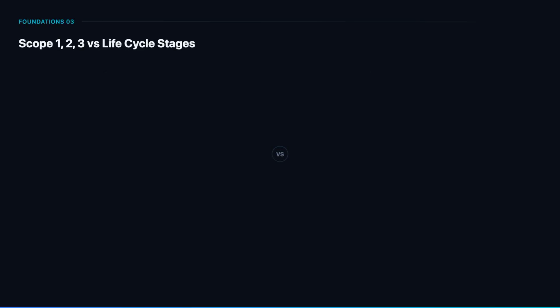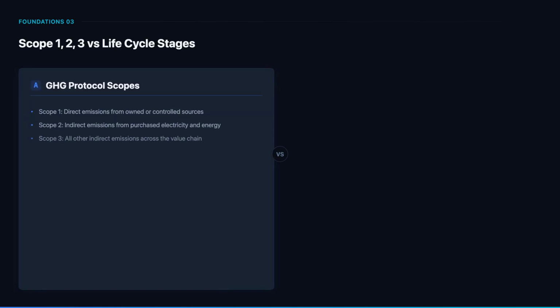Organizations often wonder how ISO 14067 life cycle stages relate to the Scope 1, 2, and 3 framework used in corporate carbon reporting. The GHG Protocol Scope framework is organization-focused. Scope 1 covers direct emissions from sources you own or control. Scope 2 covers indirect emissions from purchased energy. Scope 3 covers all other value chain emissions. This framework is used for corporate-level ESG disclosure and carbon reporting.